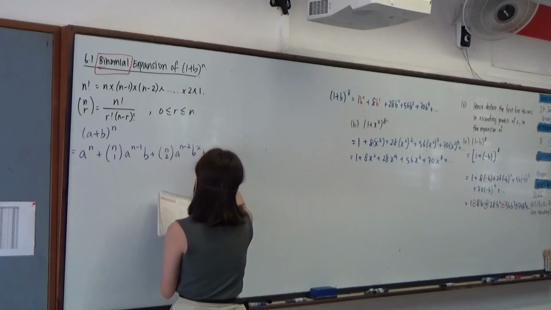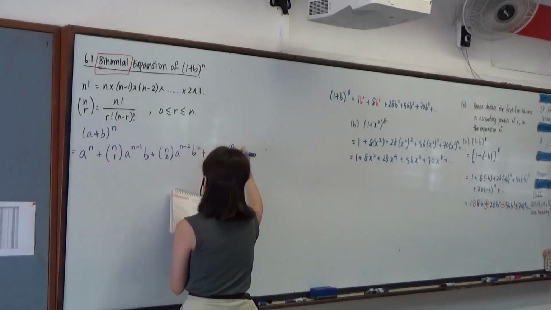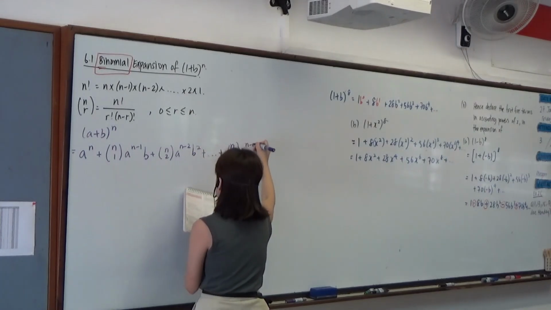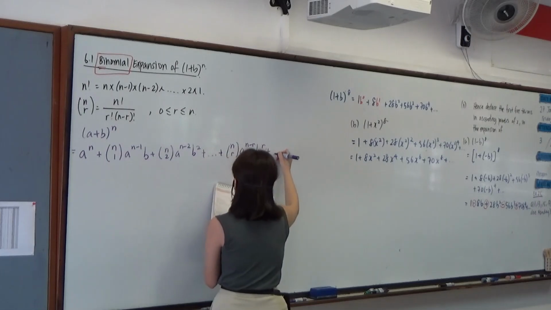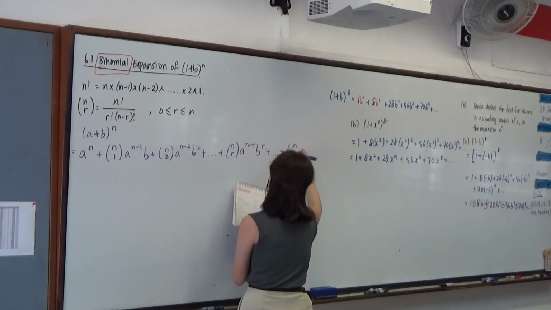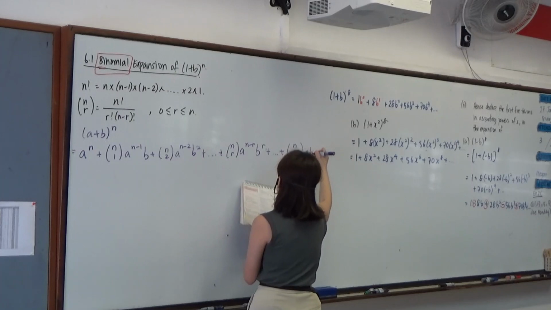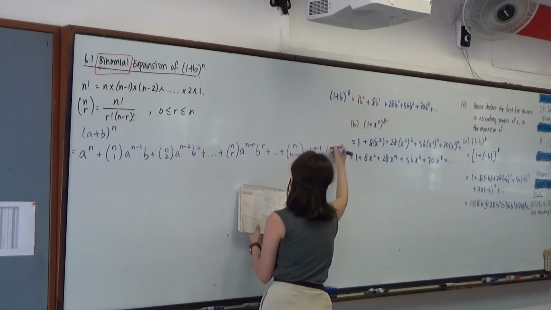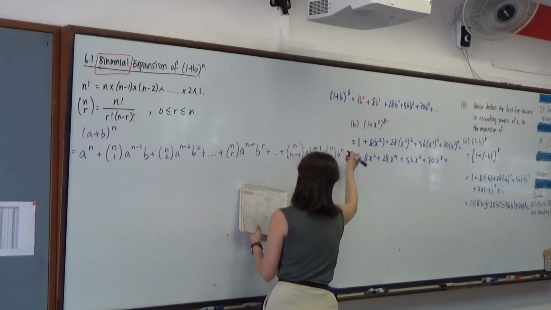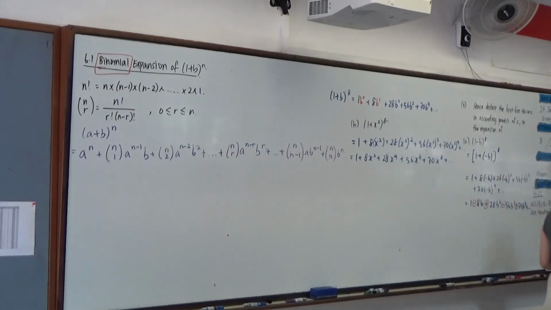And then plus dot dot dot plus n choose r, a to the power of n minus r, b to the power of r, plus n choose n minus 1, a, b to the power of n minus 1, plus n choose n, b to the power of n. A very long formula.